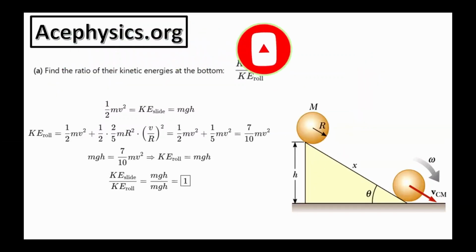A asks us to find the ratio of the two kinetic energies. Let's look at the case when the ball slides down the incline and doesn't roll.